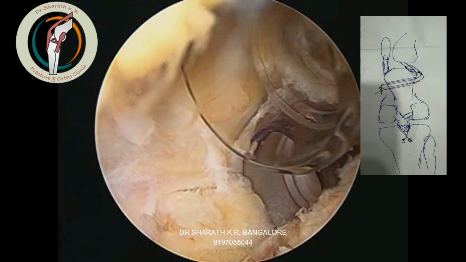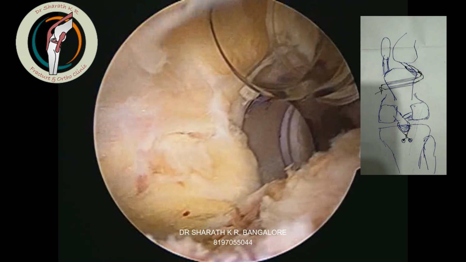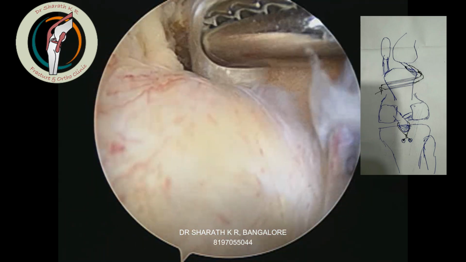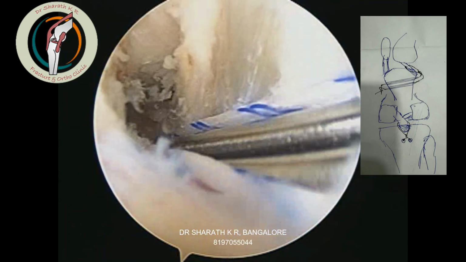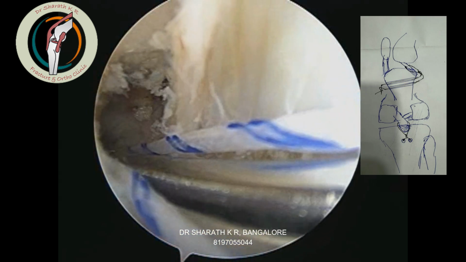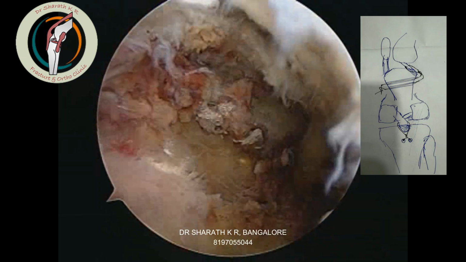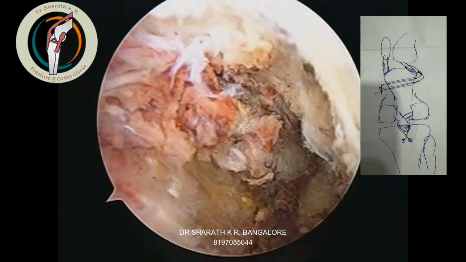Here are the two cannulas. This helps us work and view simultaneously behind. This is how we are going to pass the fiber wire. This is in the lateral, that is between the ACL and PCL. Once we pass it, we are going to see from behind.